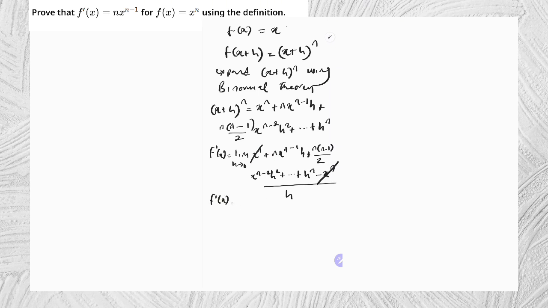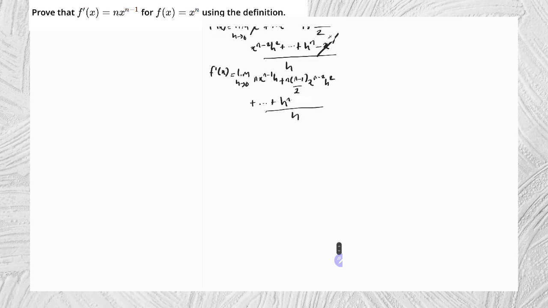Now, once we simplify the numerator, we have the derivative of f(x) equals n times x raised to n minus 1 times h plus n times (n minus 1) divided by 2 times x raised to n minus 2 times h squared plus and so on up to plus h raised to n, divided by h as we limit h to 0. Now, once we factor out h, we have h times (n times x raised to n minus 1 plus n times (n minus 1) divided by 2 times x raised to n minus 2 times h plus and so on up to plus h raised to n minus 1), divided by h.